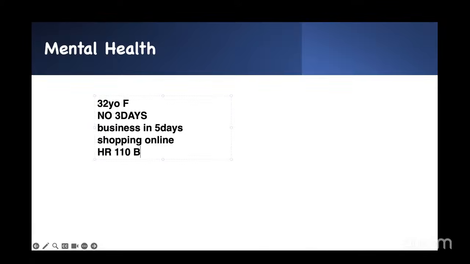We have a 32-year-old female. The husband said the patient has not been sleeping for 3 days. So no sleep for 3 days. And what is the patient saying? They said they're going to start a business in 5 days. How can you start a business in 5 days? Another thing the patient has been doing is shopping all day online, and no sleep. Patient heart rate is 110 and the blood pressure is 140 over 88.